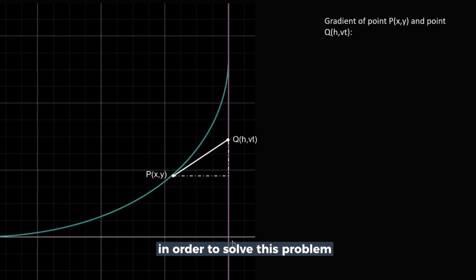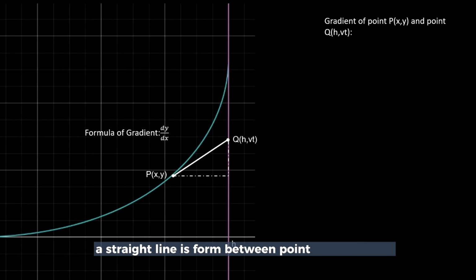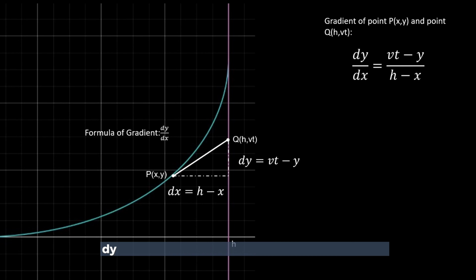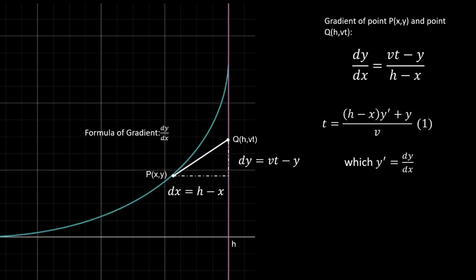In order to solve this problem, we can find the first equation from the gradient of this curve. To find the gradient of this curve, a straight line is formed between point P and point Q. The gradient of the straight line is the change of y over the change of x, which is dy over dx equals (vt minus y) over (h minus x). We aim to isolate t in this differential equation. After rearranging, we will get t in terms of x, y, and y prime.